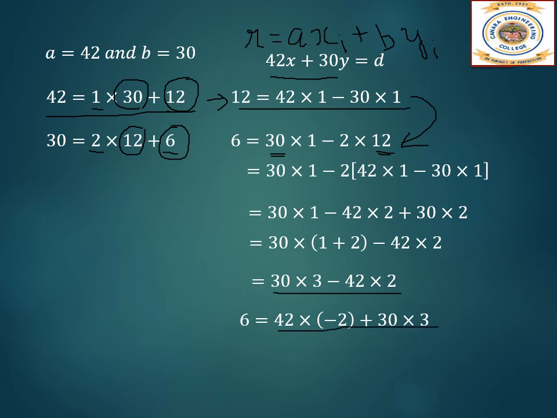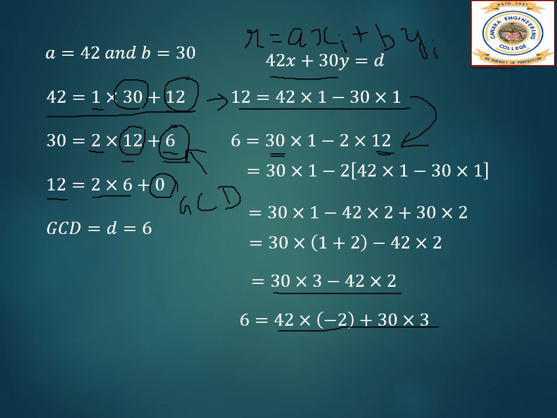Now let us come back to the GCD calculation. What is the next part? I have to take 12 and 6. 12 divided by 6 completely divides, so 12 is 2 into 6. Now what is the remainder? It is 0. When I get the remainder as 0, this divisor becomes the GCD. So what is the GCD of 42 and 30? It is 6. So we stop at this particular step.